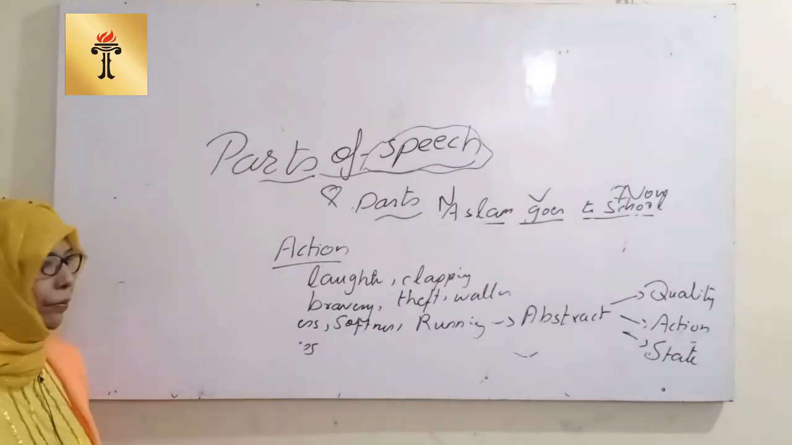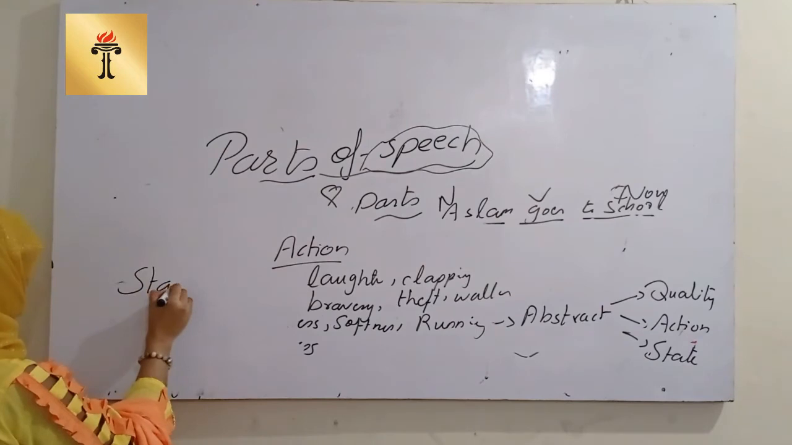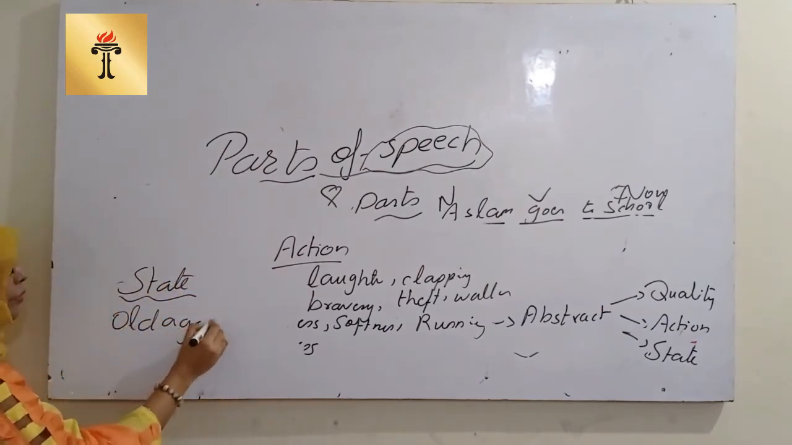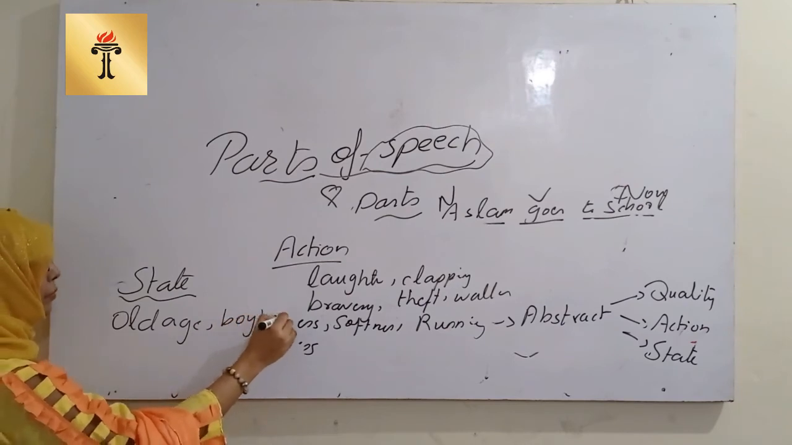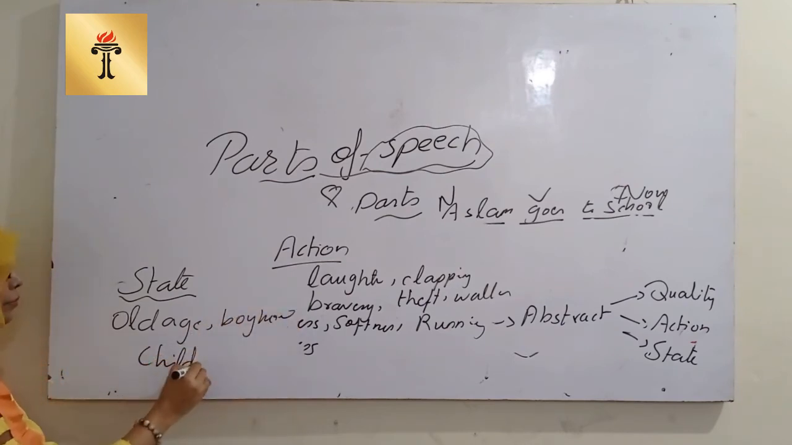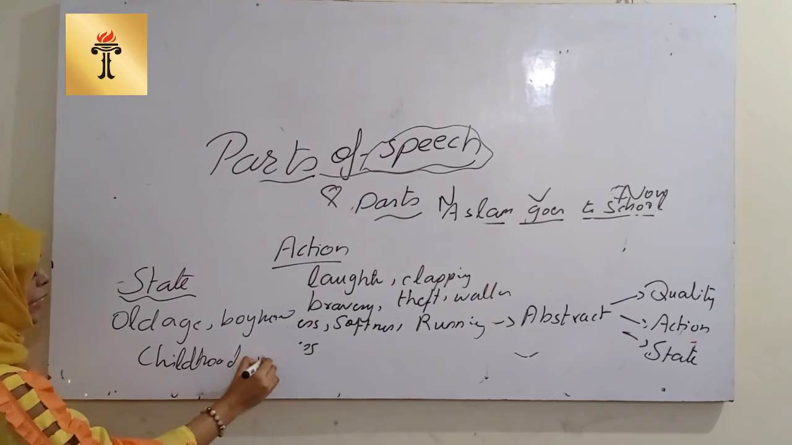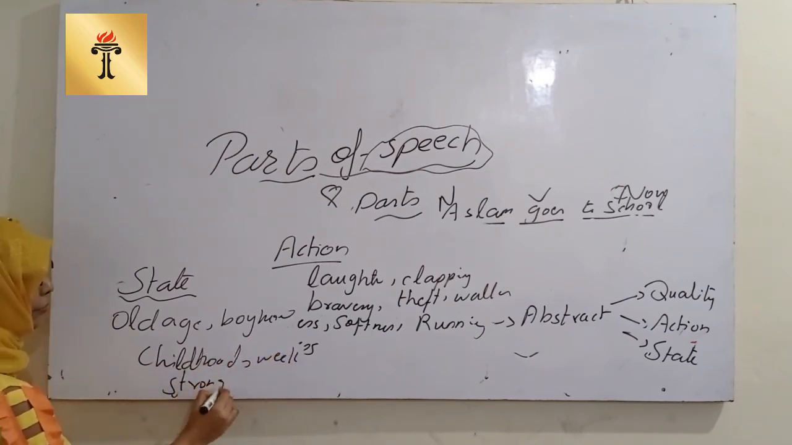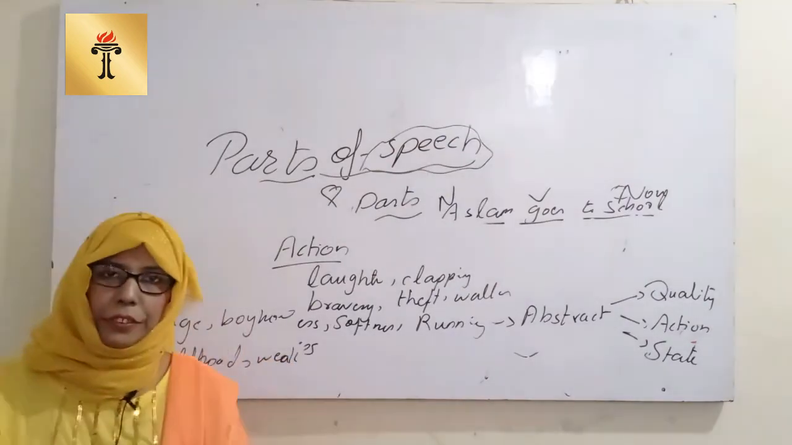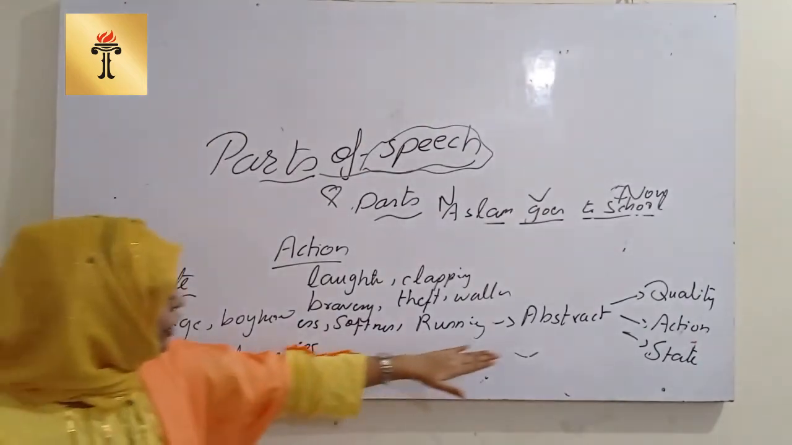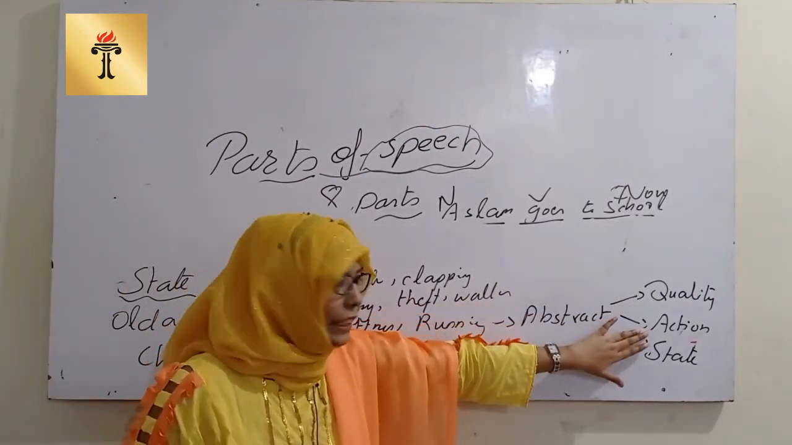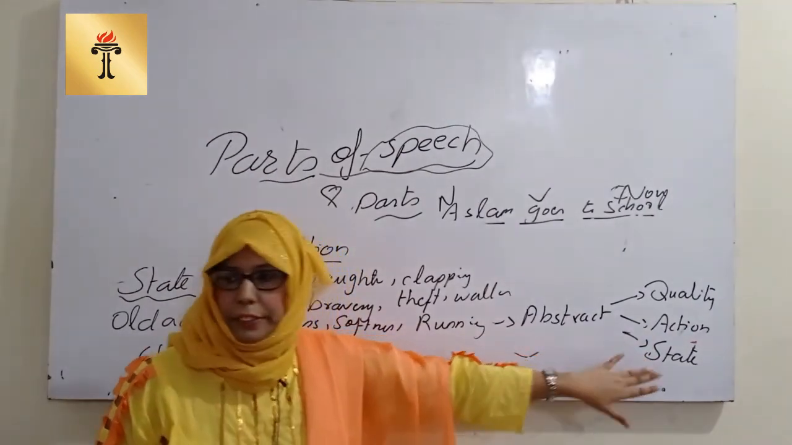The last is the state of something: old age, boyhood, childhood, weak, strong. So these are the state of some person or thing. So abstract noun deals with the quality of some nouns, the action related to some nouns and the state of some nouns.